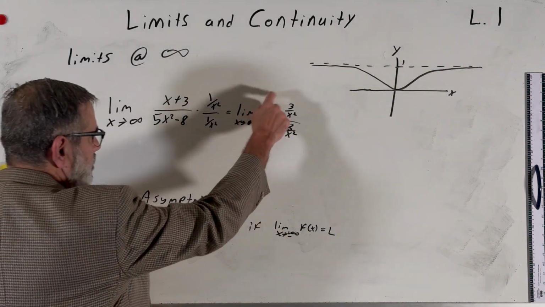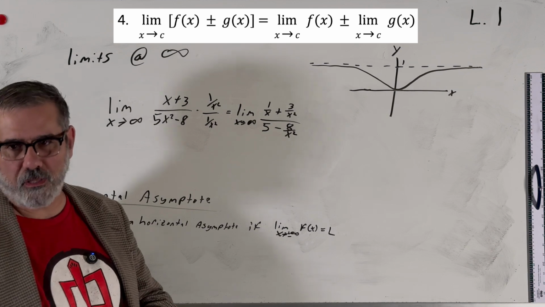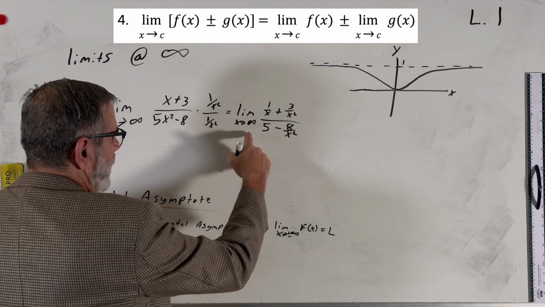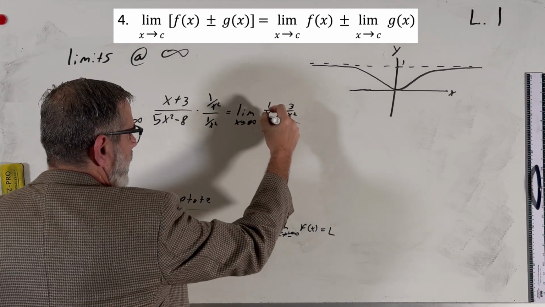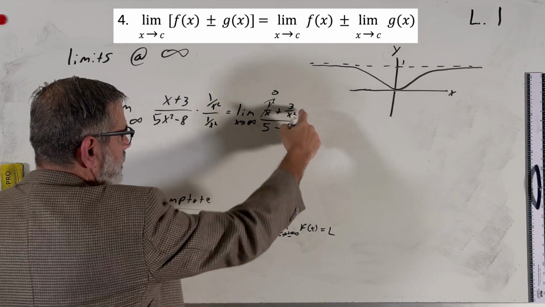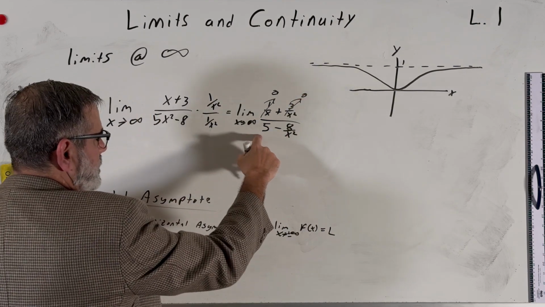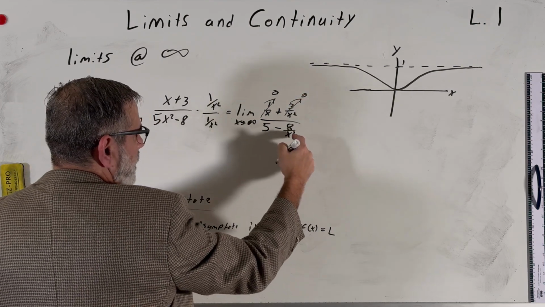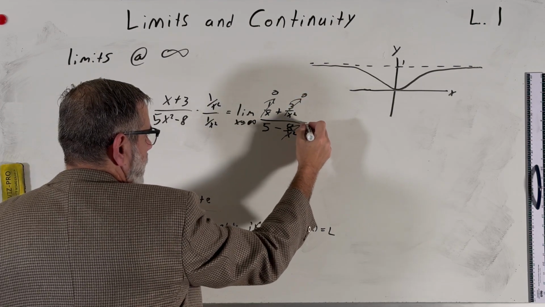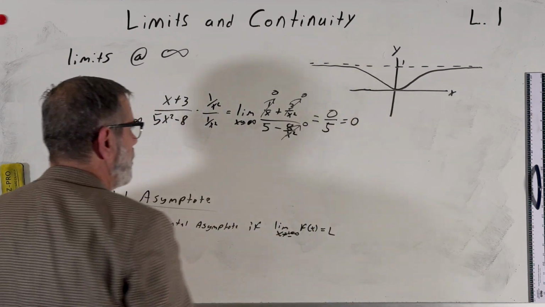And then I can break it up term by term because we had another theorem that said that the limit of f plus g is equal to the limit of f plus the limit of g, right? And if I do that, then I take the limit of this thing here is going to go 1 over x as x approaches infinity. That'll be 0, right? The limit of 3 over x squared, right, as x approaches infinity will be 0. This guy will be 5, and this guy here will be 0, right? 8 over x squared will be 0. And so we'll just end up with 0 over 5, which is, of course, 0.